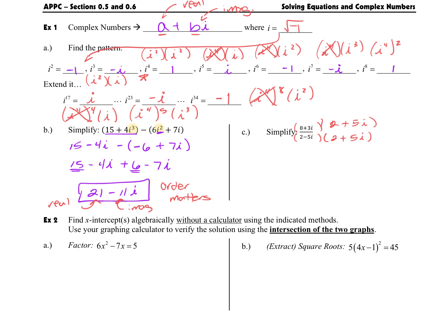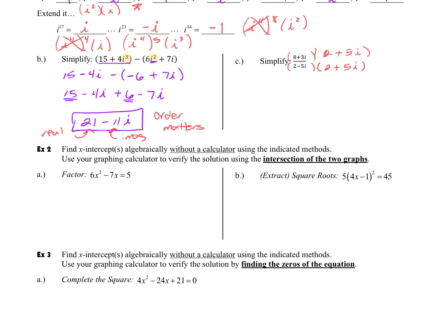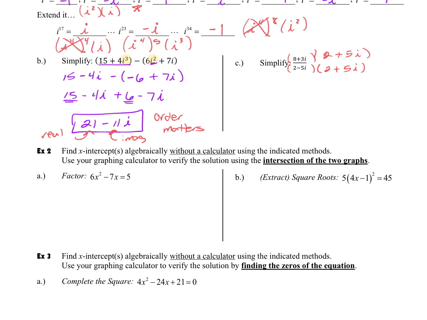Now, this is not a place where I would suggest trying to do a bunch of things in your head. I would definitely write things out. We are going to FOIL the numerator. So we're going to take that 8 and distribute it. 16 plus 40i. Now we're going to distribute the 3i, plus 6i plus 15i squared.